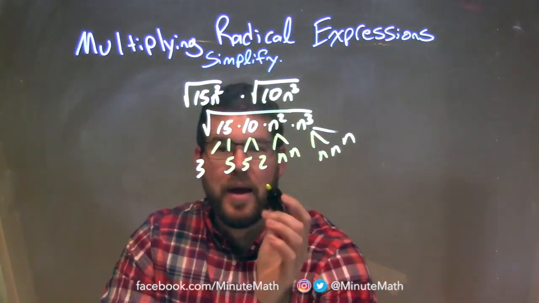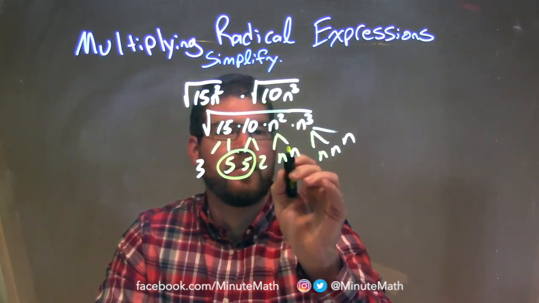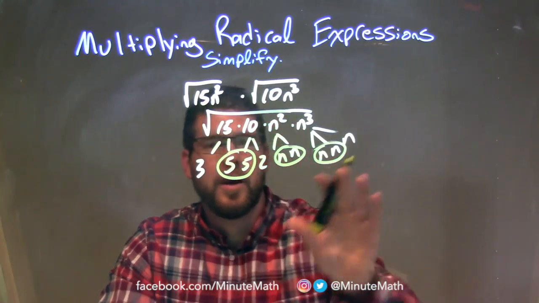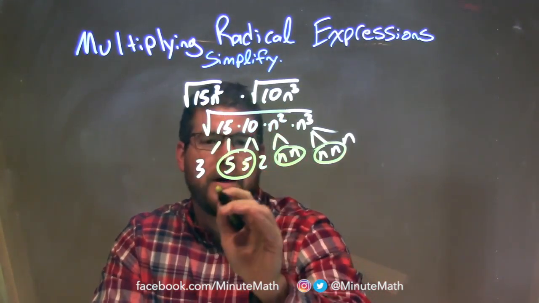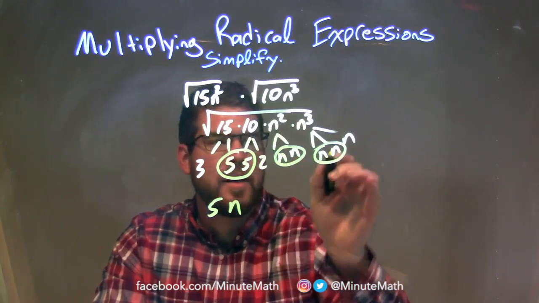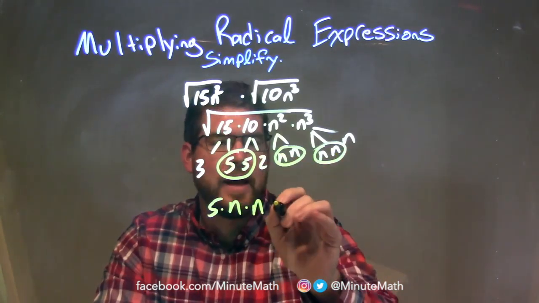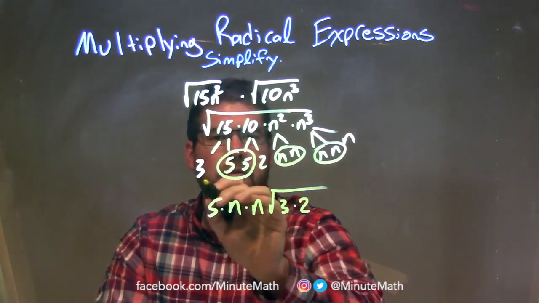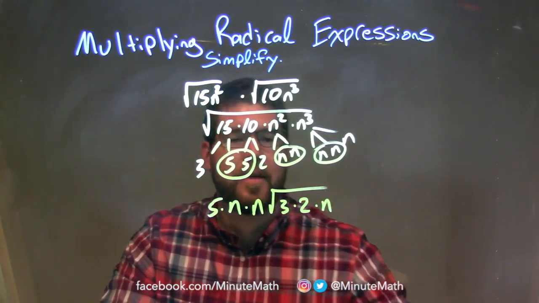So now we have all this broken down here, okay? Let's go find our pairs. Well, we have a pair of 5's right there, we have a pair of n's right there, and another pair of n's right there. So each pair we can write on the outside as a single, so the 5's is a single 5 on the outside, the n's is a single n on the outside, and another n single on the outside. On the inside, we're left with 3 times 2, the singles, the 3, the 2, and then that one n that's right there.